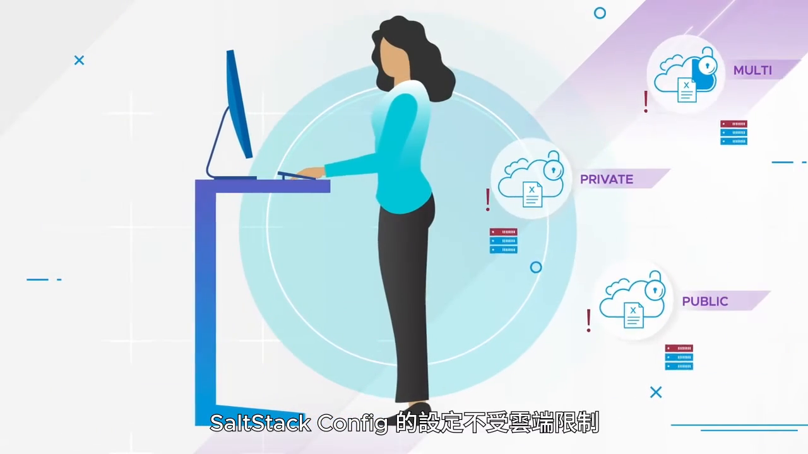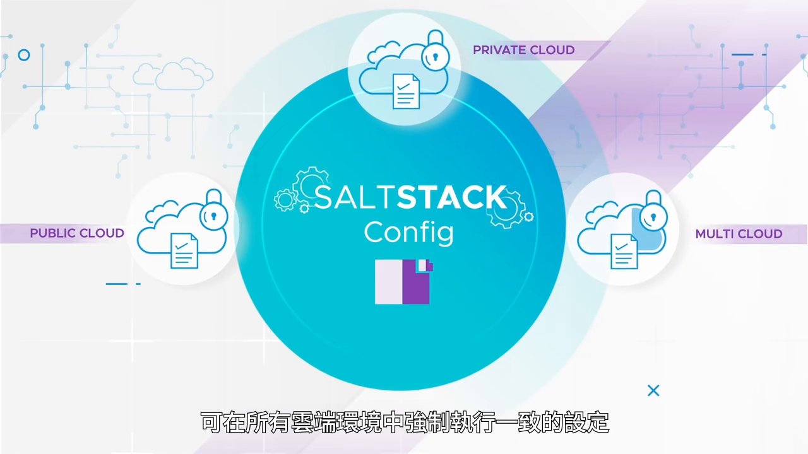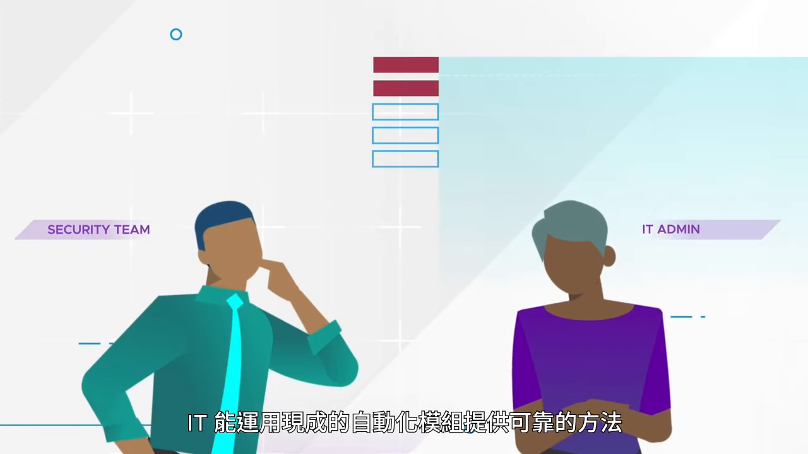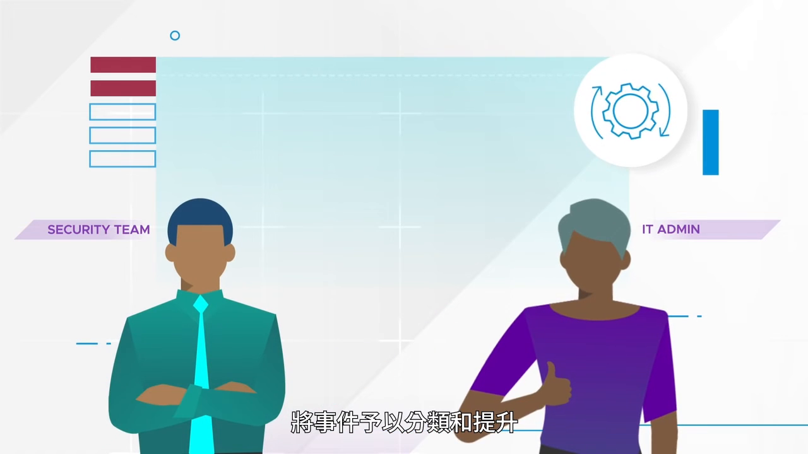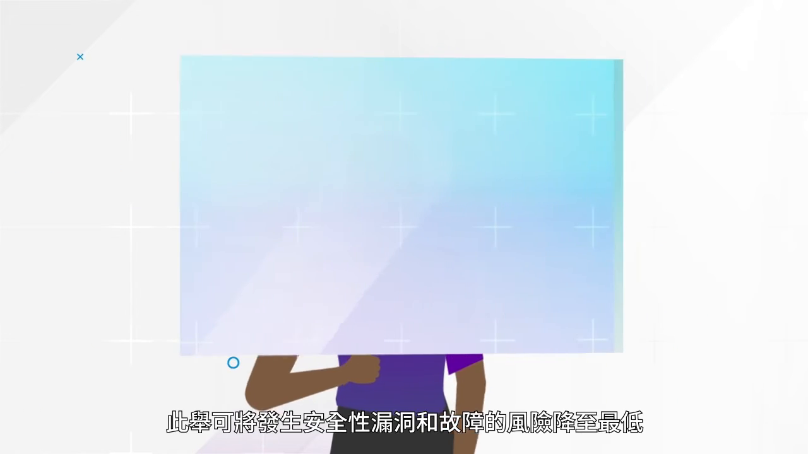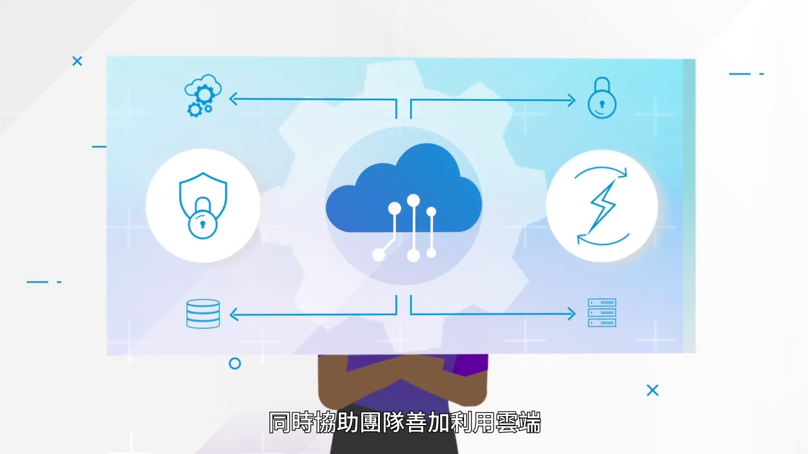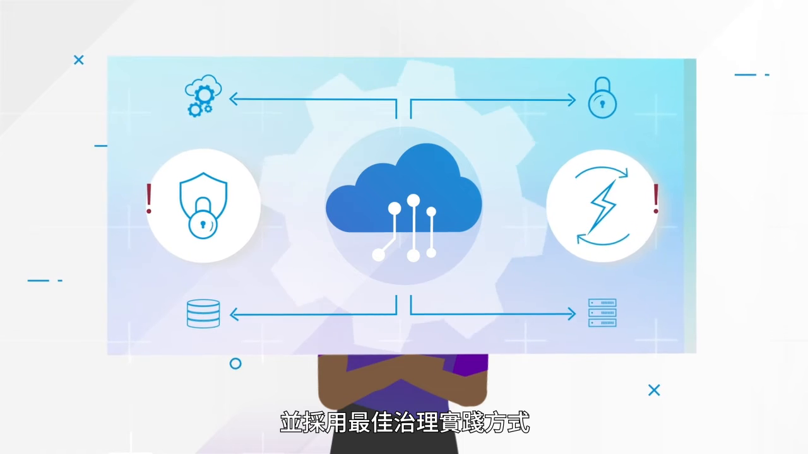With cloud-agnostic configuration, SaltStack Config reduces security and compliance risk by enforcing consistent configurations across all cloud environments. IT can provide a dependable approach to triaging and escalating incidents with out-of-the-box automation modules. This minimizes the risk of security breaches and outages, while also enabling teams to take advantage of the cloud and maintain best practices in governance.